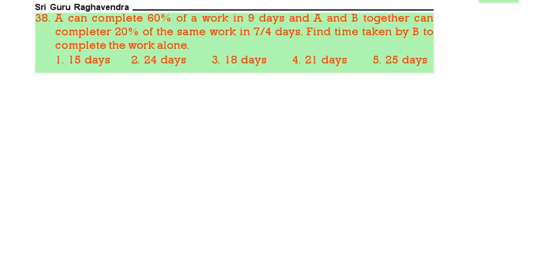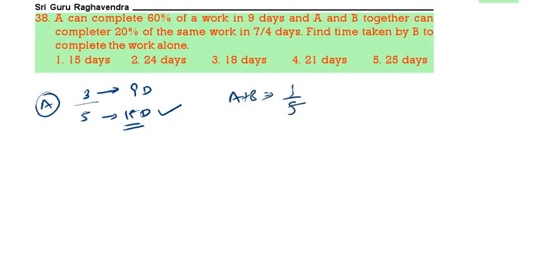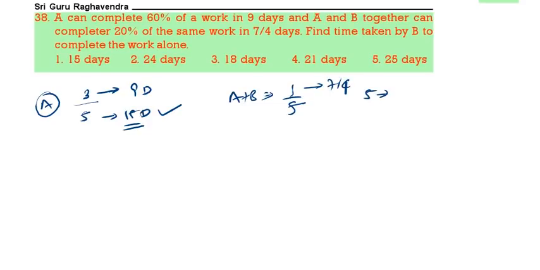Next, A can complete 60% of the work in 9 days and A plus B will complete 20% of the work in 7 by 4 days. 60% means 3 parts of the work is completed in 9 days. 5 parts of the work will be completed in 15 days. So total work is completed in 15 days by A. Now A plus B complete 20% of the work, that means 1 part of the work in 7 by 4 days. 5 parts of the work means 5 into 7 by 4, that is 35 by 4 days.